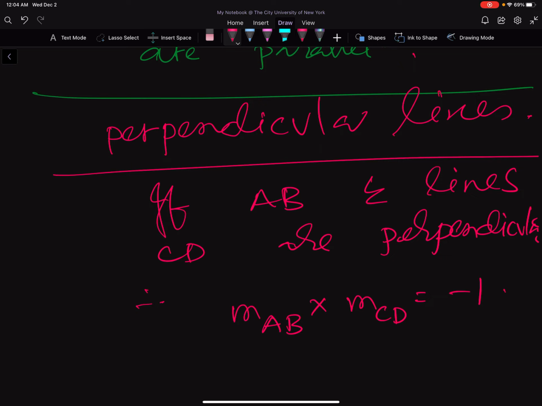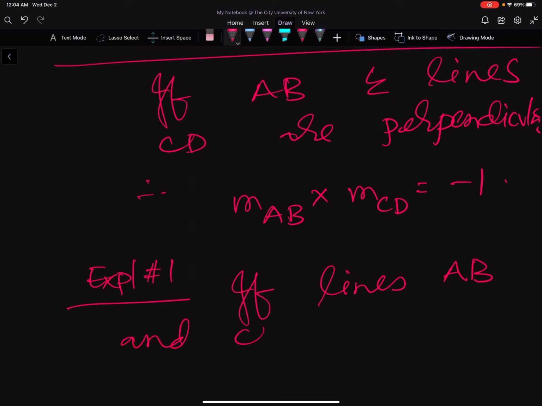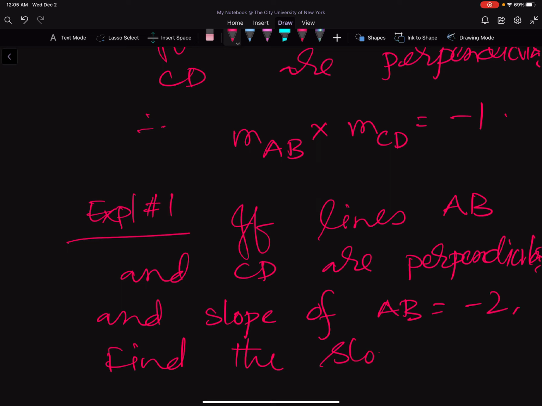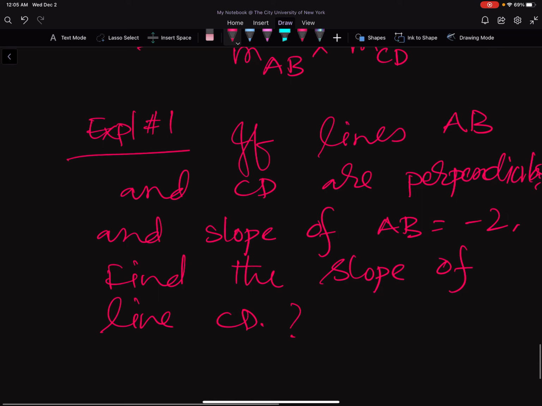Sums might be like this. We know how to find the slope by this time. Let me say an example: if lines AB and CD are perpendicular and the slope of AB equals, let's say, -2, find the slope of line CD. So what do you notice? The information given is that lines AB and CD are perpendicular. So what do you know?